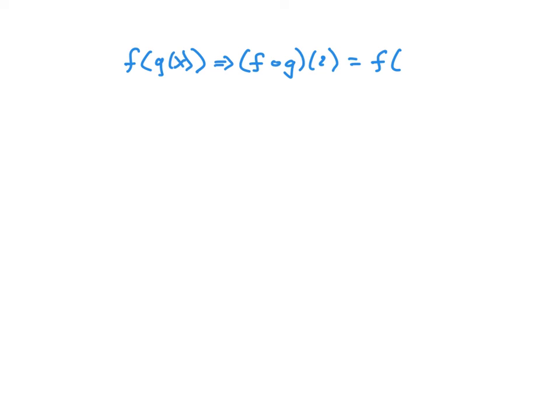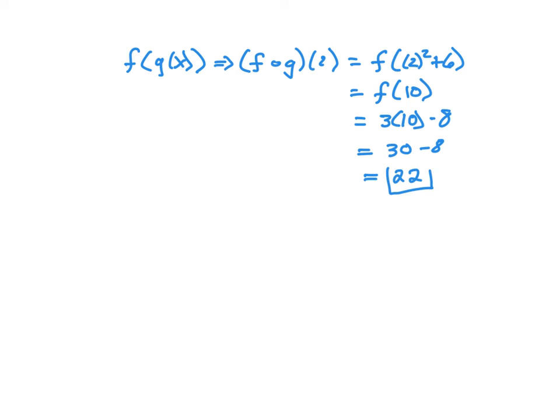Well, g of 2 is 2 squared plus 6. Which would be f of, well, 2 squared is 4, plus 6 is 10. And now I can do the outer function f of 10. Well, that's 3 times 10 minus 8. And that gives me 30 minus 8, or 22, and that's our answer.